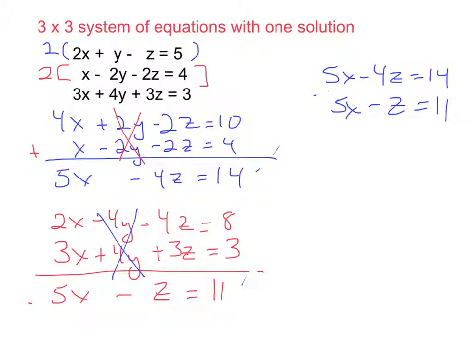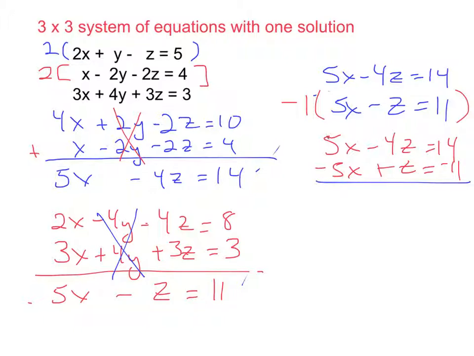So now I am going to choose to, because I already have the same number out here and they're both positive, multiply maybe the second equation, or I could have done the first one, it really doesn't matter, by negative 1. So my top equation doesn't change, so I have 5x minus 4z equals 14, and negative 5x plus z equals negative 11. So now when I combine like terms, the x's cancel, and I end up with negative 3z equals positive 3, so z equals negative 1.